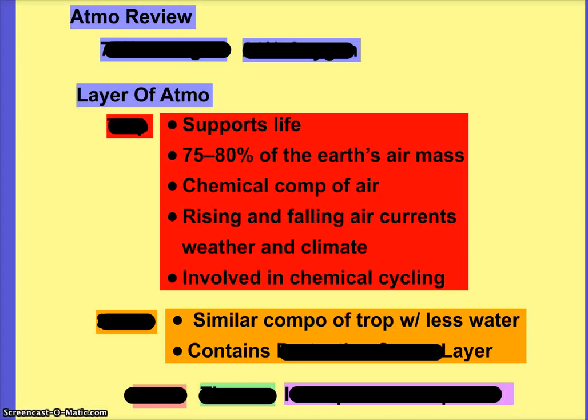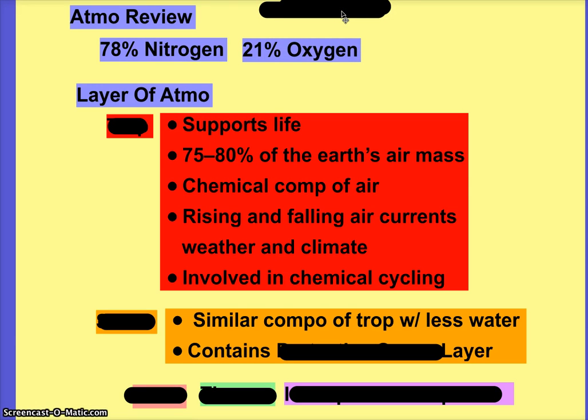All right, so atmosphere review for the third time, I think, already. Tell me about the atmosphere. 78% is nitrogen. Awesome. And the rest is oxygen, the majority of the rest, so 21%, and then you've got those trace elements, and those are the ones we're going to focus on because we're talking about the majority of compounds that are in what layer of the atmosphere?